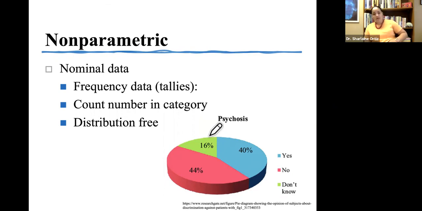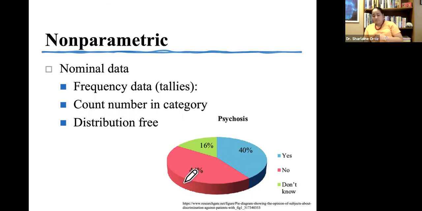Now, here in the nominal data, the only thing we will be observing would be simply the frequency, the tally of data. We're basically simply counting the number in each category. So here we have 16, 40, and 44%.